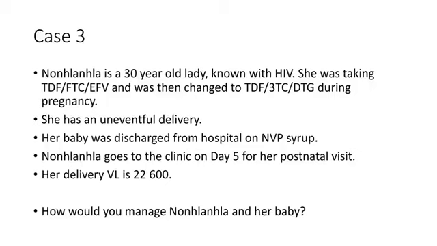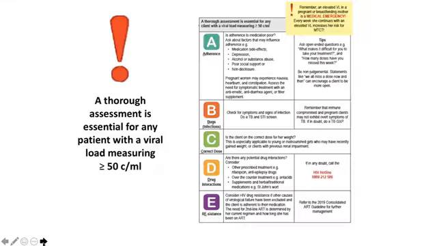So Nonhlanhla goes to the clinic on day 5 for her postnatal visit, and when her delivery viral load is looked up, it is 22,600. So how are you going to manage this situation now? We can think back to what we were talking about. This is an example of someone whose risk you're going to need to recategorize. Next slide, please. What we do in all of these situations is we always do the ABCD.